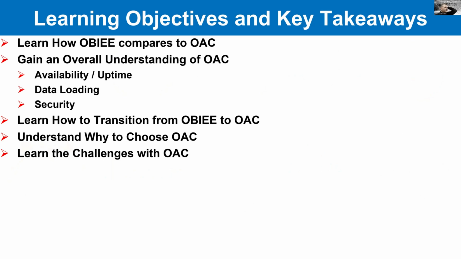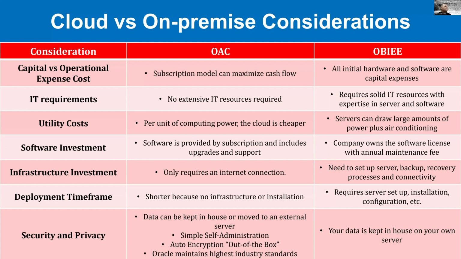Again, learning objectives and key takeaways for today are to learn how OBIEE compares to OAC, gain an overall understanding of OAC, including availability and uptime, data loading, and security, and then learn how to transition from OBIEE to OAC, where Jay's going to walk us through the specific steps, and then understanding why to choose OAC and learn the challenges with the product. When we look at cloud versus on-premise considerations, this would be applicable not only for transition from OBIEE on-premise, but also for any transition from on-premise applications to a cloud equivalent.